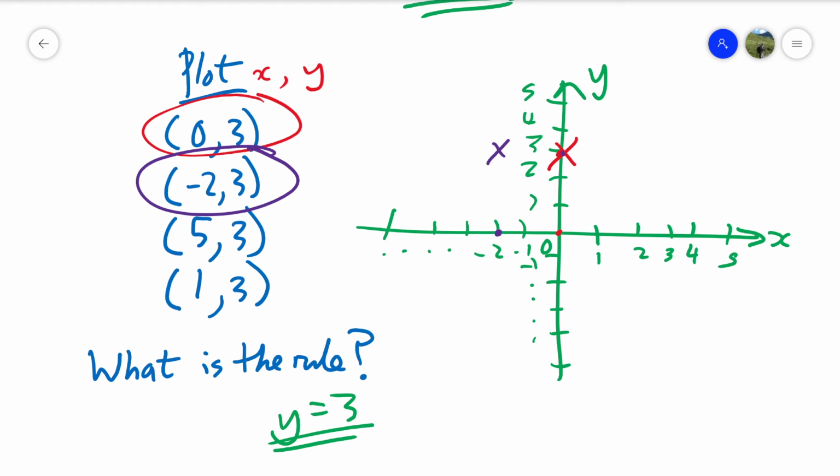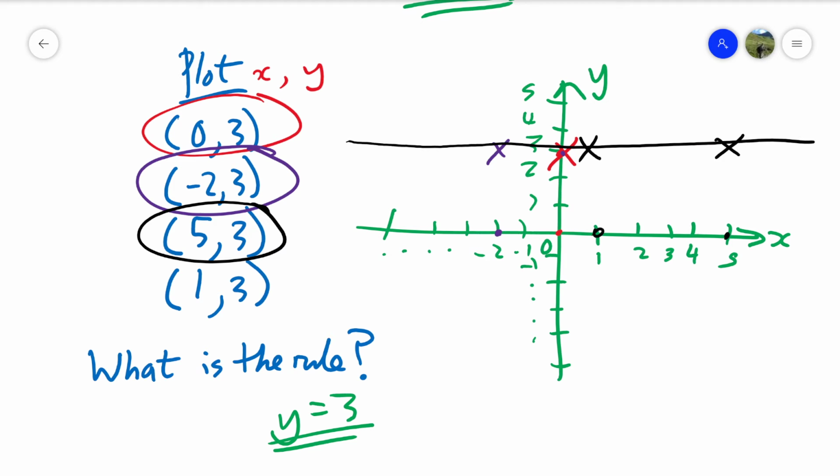Let's do the next two in black, because I'm running out of colours. 5, 3, and 1, 3. Oh, look. They're all on a straight line. And that straight line, how can we describe that straight line? How can we describe that pattern? How can we describe that rule? We could describe it as being y equals 3.